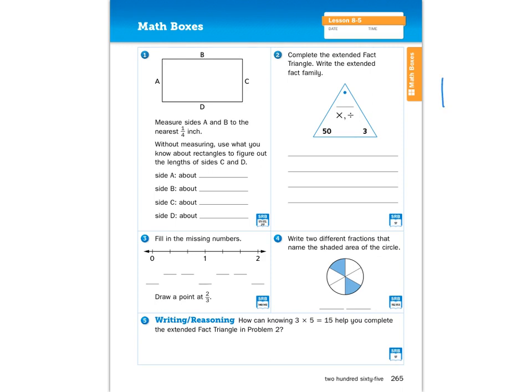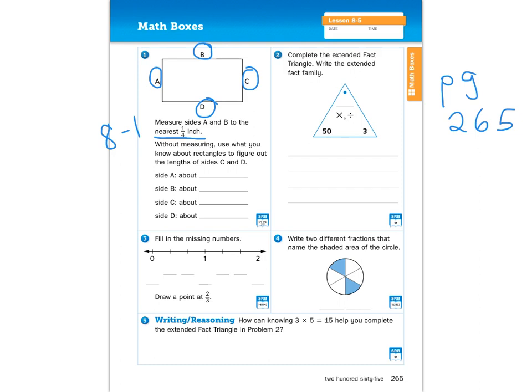265. So here we go, page 265 in your math journal. Number 1, measure sides A and B to the nearest 1/4 inch. That was what we learned in lesson 8-1. Without measuring, use what you know about rectangles to figure out the lengths of side C and side D.